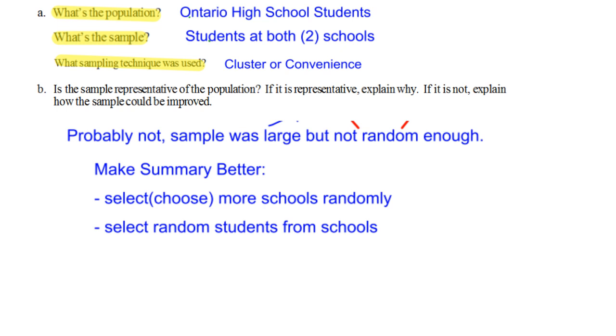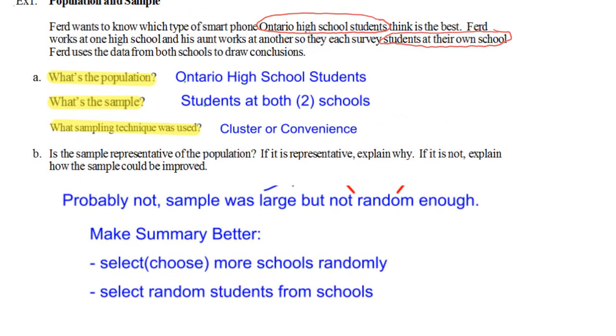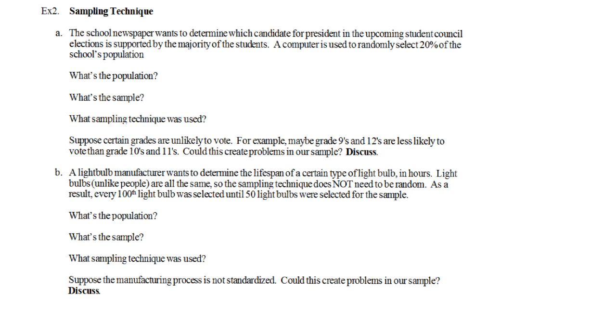When we do these types of problems, we're looking to get people from across the population. So when we're talking about Ontario high schools, like we said at the beginning, we want to get people from all over the province, not just 2 specific schools, where the person doing the survey is related to one of the teachers at that other school. Okay, that's it. So for this next question, we have this problem.